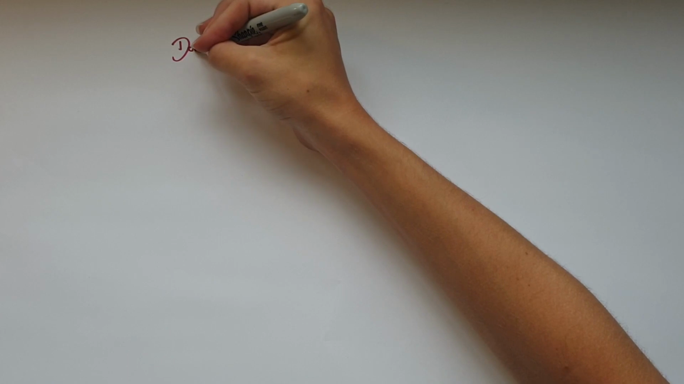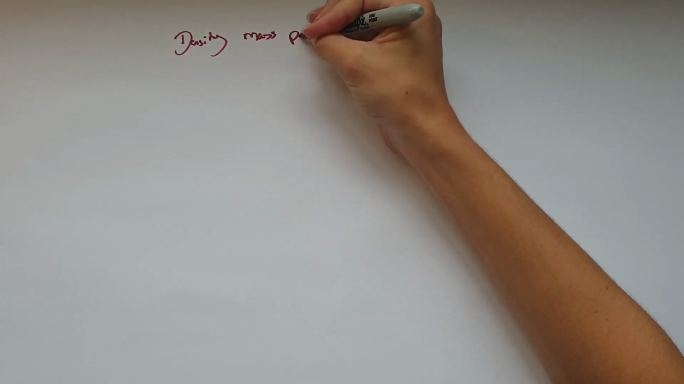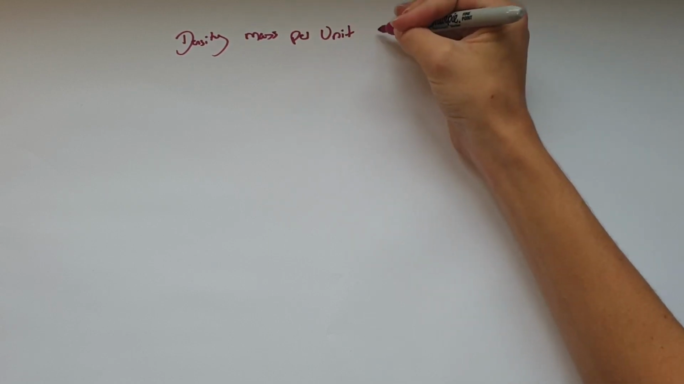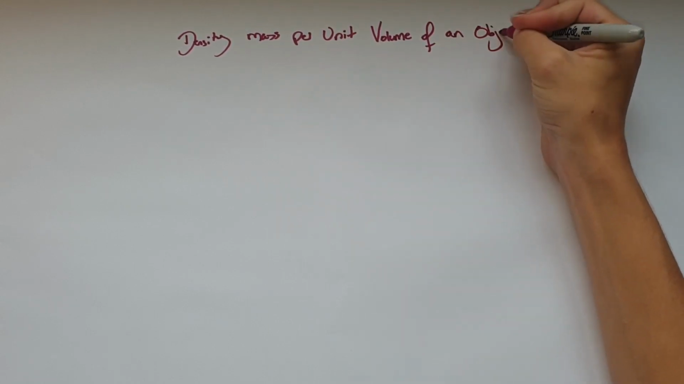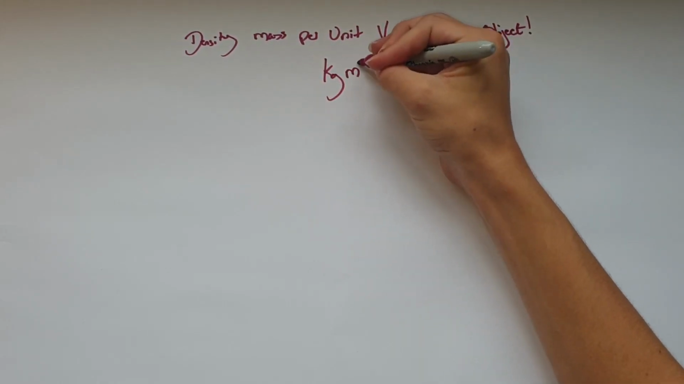Hello and welcome to this video on density, which is topic 3.2, the second from last topic on 3.2 of the OCR specification for Physics A-level. Density is just a measure of the compactness of an object. The textbook definition states that density is the mass per unit volume of an object, and it is measured in kilograms per meter cubed.